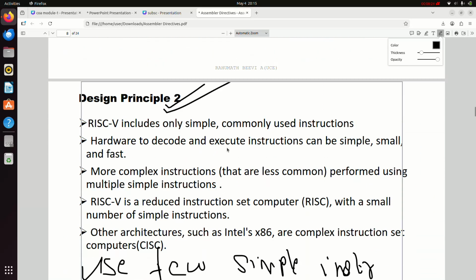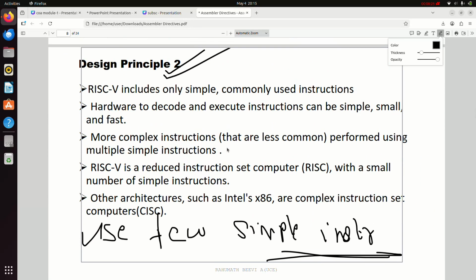The next principle means that if you have a very complex instruction, you want to convert it into a few simple instructions. Here, CISC is a complex instruction set, but RISC is a reduced instruction set. So only a small number of simple instructions is supported in RISC. In the next video we will discuss very clearly the difference between RISC and CISC, so stay tuned for that. Now we have discussed the design principles of assembly language. So design principle number 2 is over.